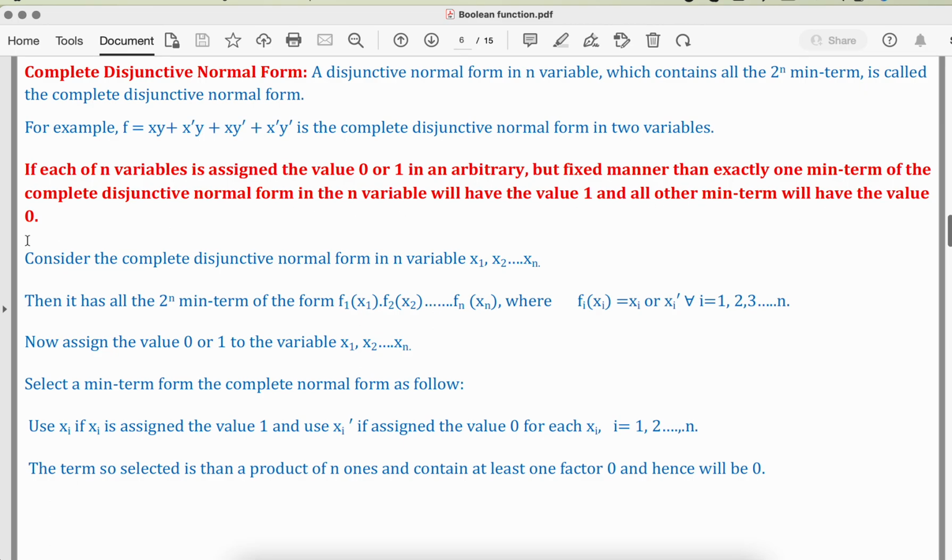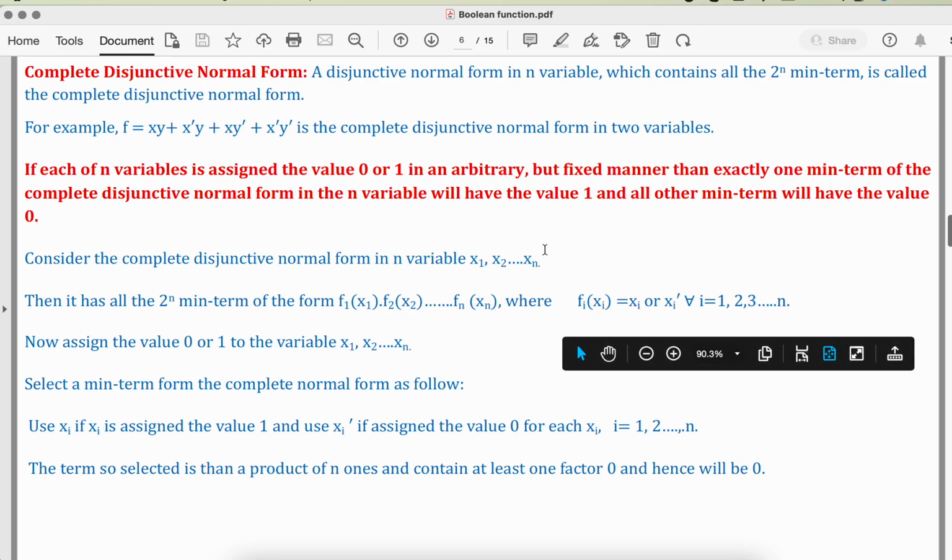Let's see. Suppose we consider the complete disjunctive normal form in n variables x1, x2, xn. We know that it will contain 2 raised to power n minterms of the form f1x1, f2x2, fn xn, where fi xi is equal to either xi or xi dash, means complement of xi, for all i equal to 1, 2, 3 up to n.